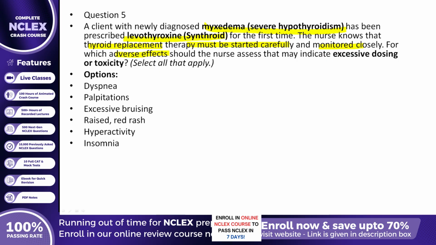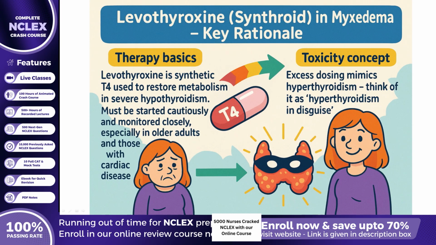The question is, which signs and symptoms should alert the nurse to possible complications from excessive thyroid hormone levels? The options given are dyspnea, palpitations, excessive bruising, raised red rash, hyperactivity, and insomnia. The correct answers are dyspnea, palpitations, hyperactivity, and insomnia. Let me explain this step by step so it sticks clearly in your mind.